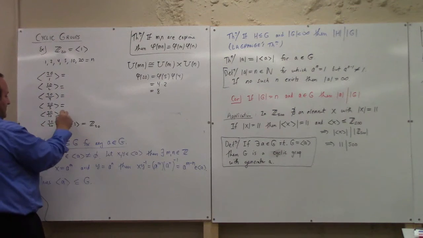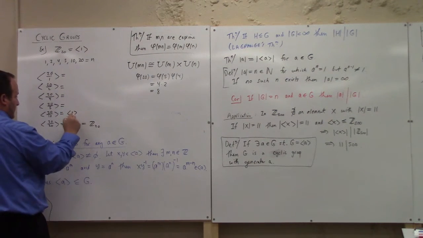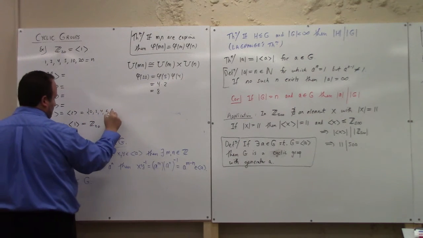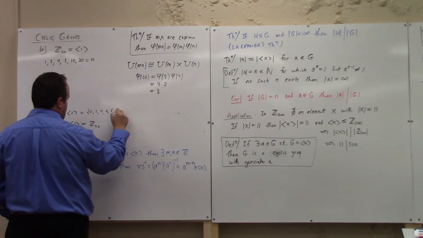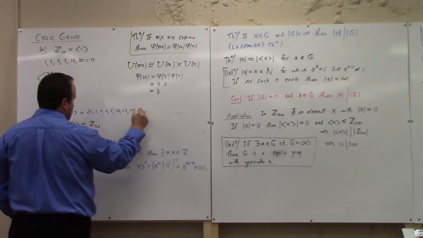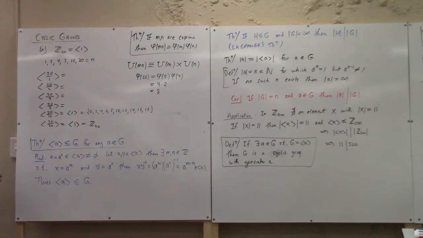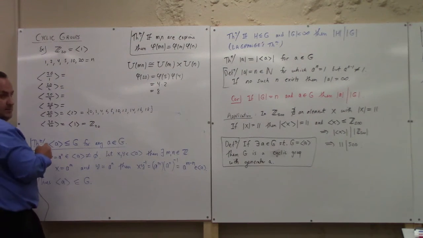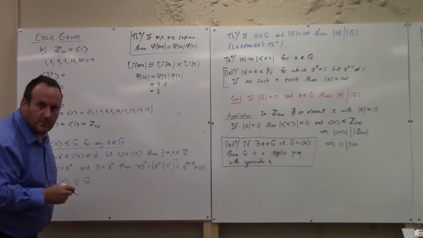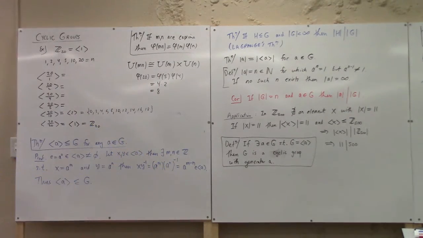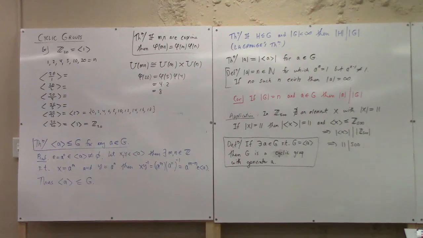This one is the set generated by 2. So this is 0, 2, 4, 6, 8, 10, 12, 14, 16, 18, right? That has order 10. See, the set generated by 20 divided by 10 has order 10, as I was indicating.